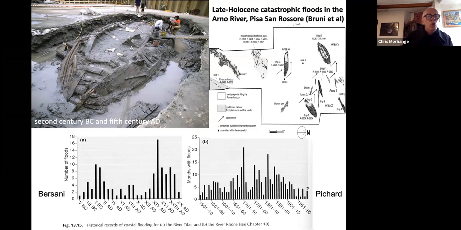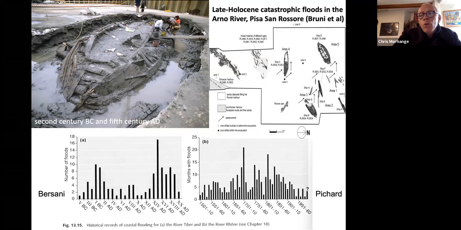And it's for sure, for example, if we look on the back of this slide, the diagram of Bersani from Rome, the geologist who produced this nice record of floods since the 5th century BC up to now, that we have a fluvial crisis during the imperial period. And we have a second fluvial crisis during the Little Ice Age. And it's the same with the diagram of Pichard, which is since the 16th century AD.